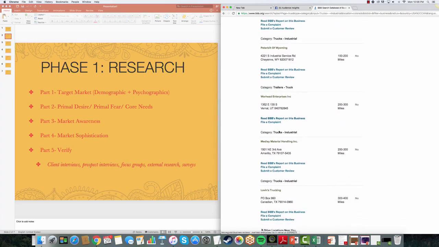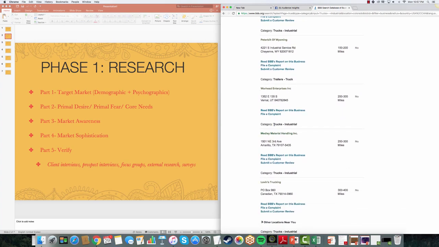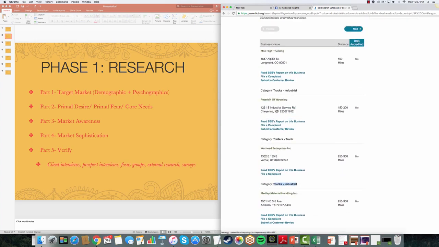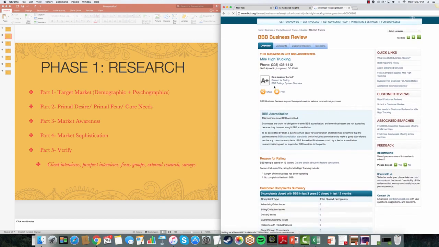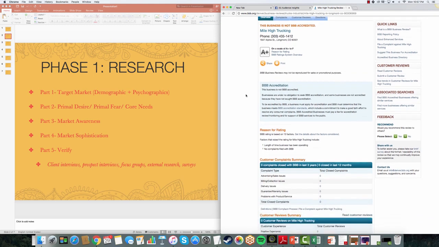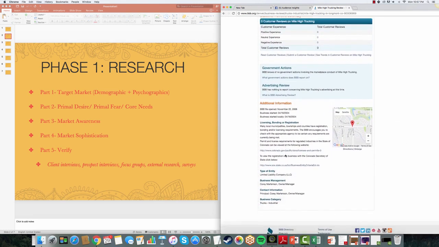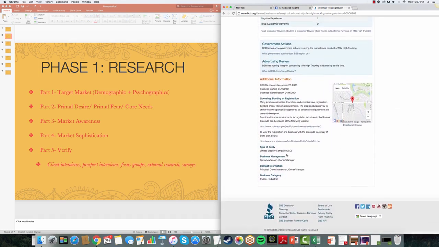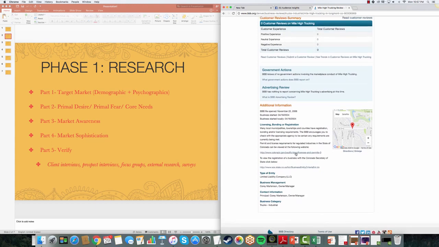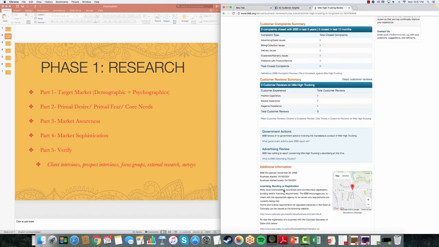So we're starting to look at these businesses who handle industrial trucking, and we can read the Better Business Bureau's report on these businesses. Now, it may or may not be a huge one, but look, these guys have an A+. They're not accredited yet, but they have an A+ rating. There's no complaints against them, but you can start looking at some of the information on this business and start seeing what is valuable to the people seeking information on them. Who's in charge of them? There's their business manager right there.